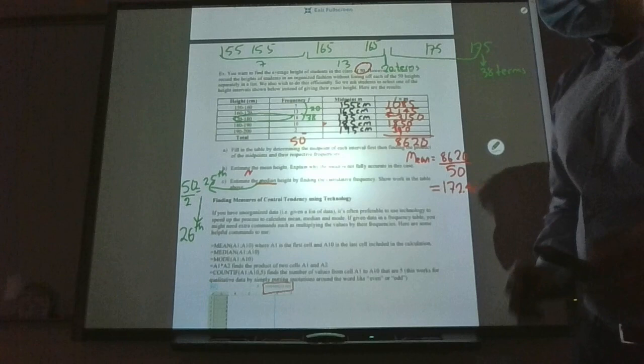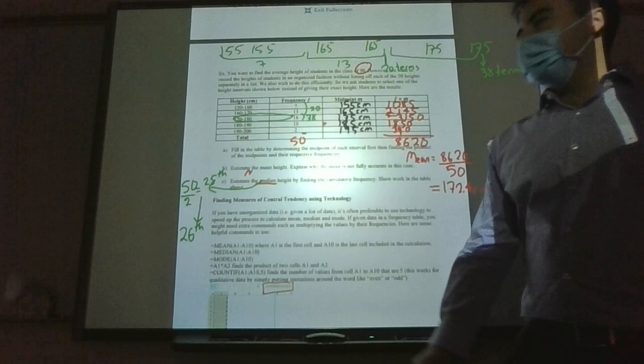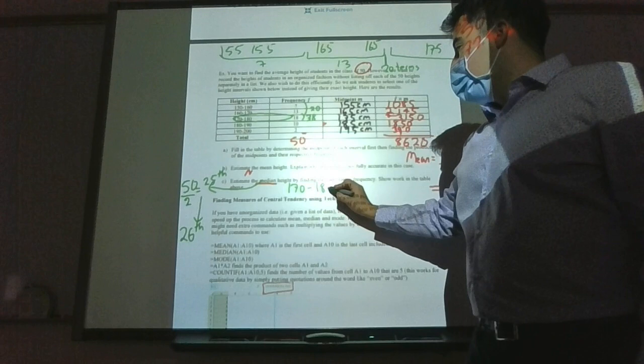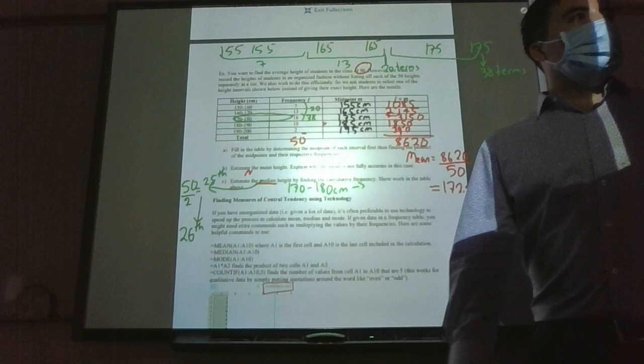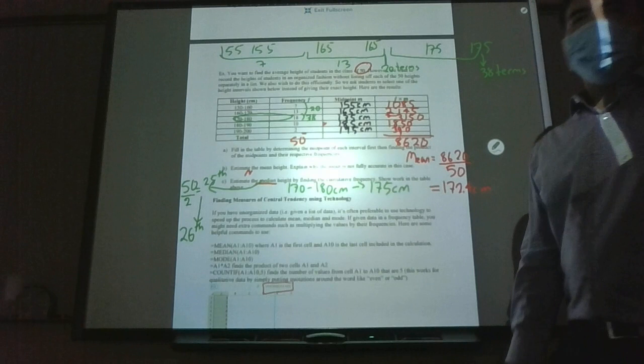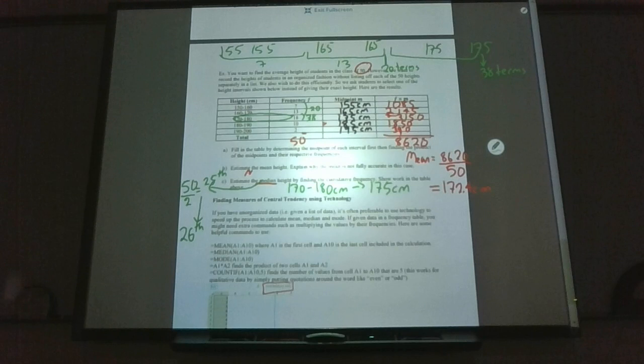To find the median, we're simply estimating what it is by looking at the cumulative frequency, which in this case means that it's between 170 and 180. This is the median. Keep in mind that normally we talk about one value for the median, so instead of writing 170 to 180, just use the midpoint. What's the midpoint? 175 centimeters. Everyone understand this so far? Are you sure? Okay, perfect.